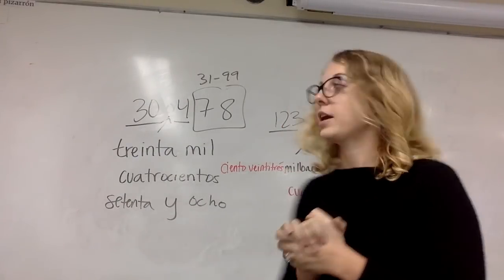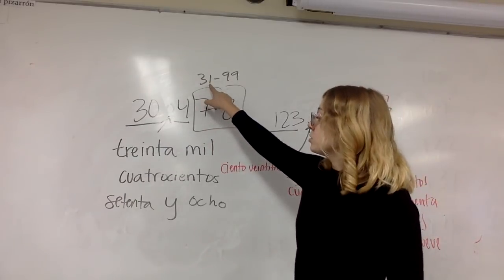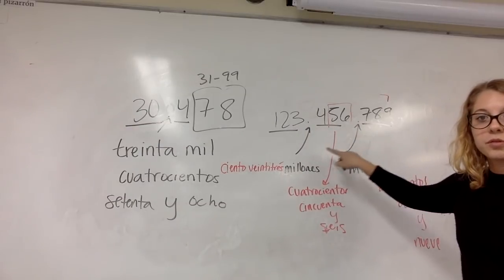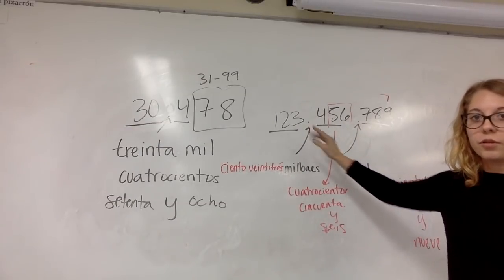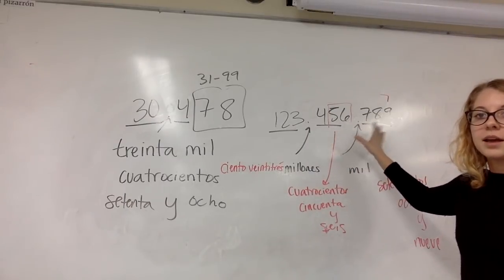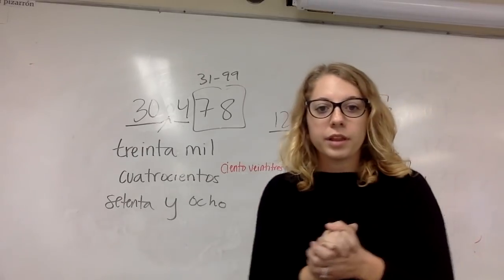Again, the biggest takeaway is those tens and ones places are going to determine if we use the and. Use the decimal points to help you. So if it's 2 decimal points over, I'm going to say millones. If it's 1 decimal point over, it's mil. And if not, I'm not going to do anything to talk about my quantity. So hopefully that helps you with numbers.